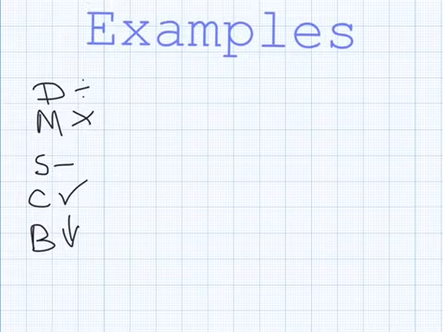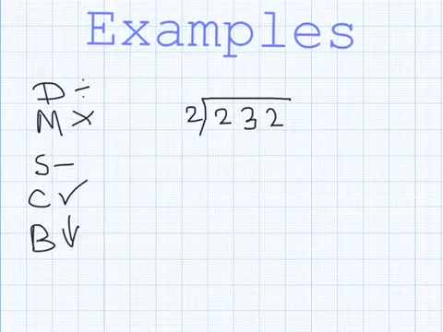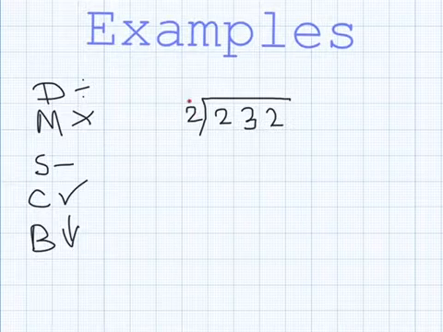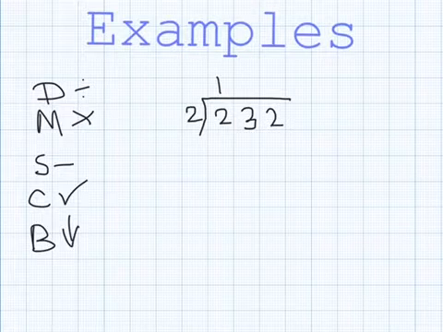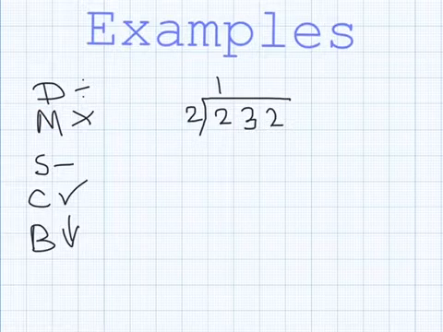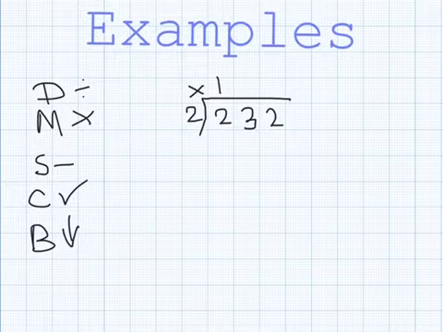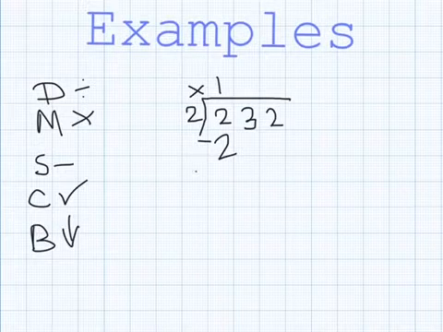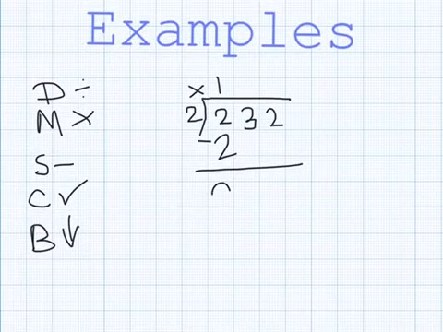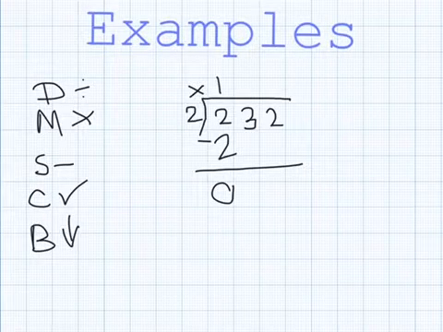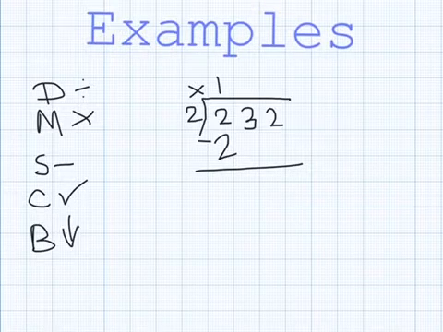Let's do one last one. Step, divide. How many times does 2 go into 2? The answer is 1. Now we have to go to the next step, multiply. We have to multiply 2 times 1. 2 times 1 equals 2. Now the third step, subtract. 2 minus 2 equals 0. You can write the 0 if you want. It might help you keep organized. If you don't want to, you don't have to. The 0 there is optional.